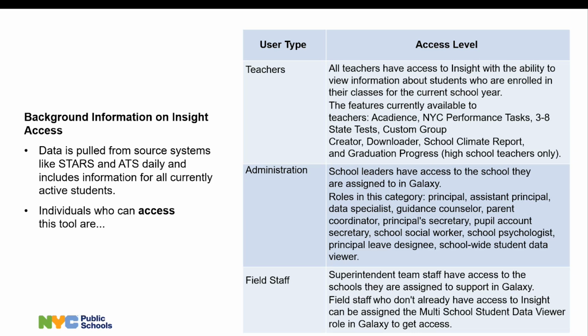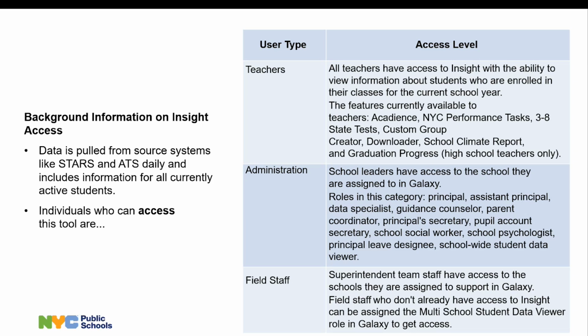With data in Insight, you should be able to see things like Acadience, New York City performance tests, 3 to 8 state tests, custom group downloader, custom group creator and downloader, school climate report, and for high school, which is what CTE is mostly at this point, graduation progress. So very important for the people on this call.